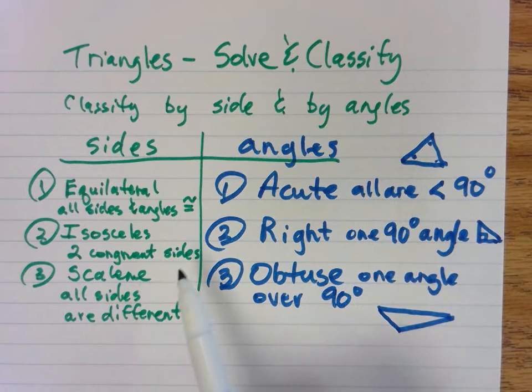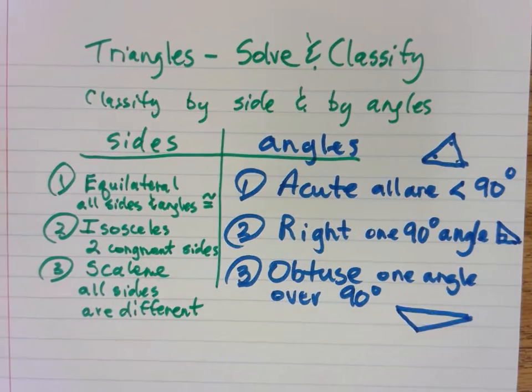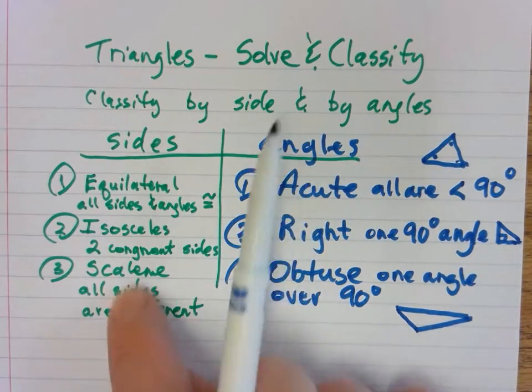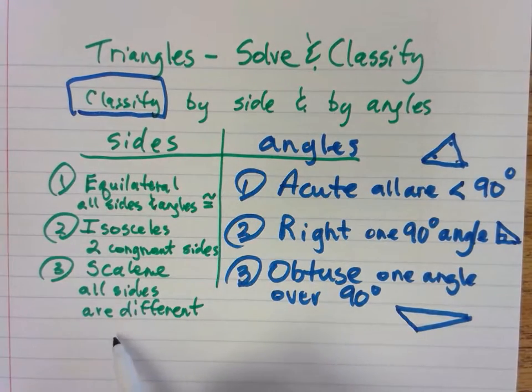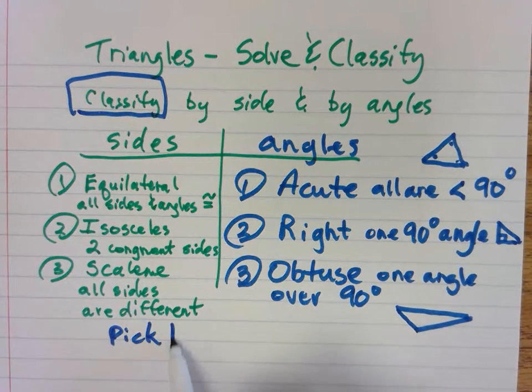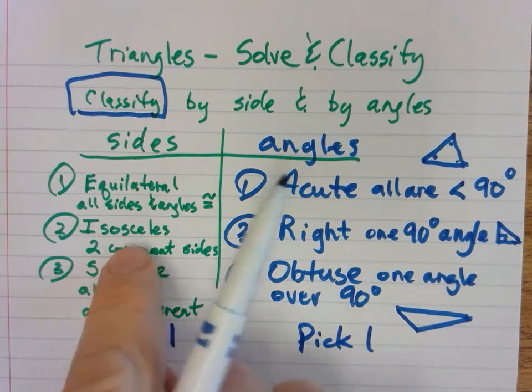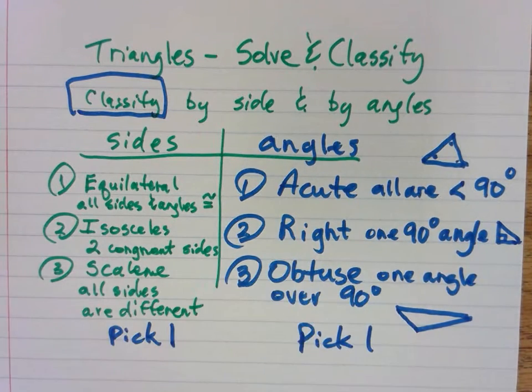All right, so we can have a right isosceles, or a right scalene, or an obtuse, I don't know if we have the obtuse isosceles or not, but an obtuse scalene. Okay, so you're going to take one choice. When I tell you to classify the triangle, you're going to pick one from here, and you're going to pick one from here. So you're going to have to classify by angles and sides. Pick one of each of those.